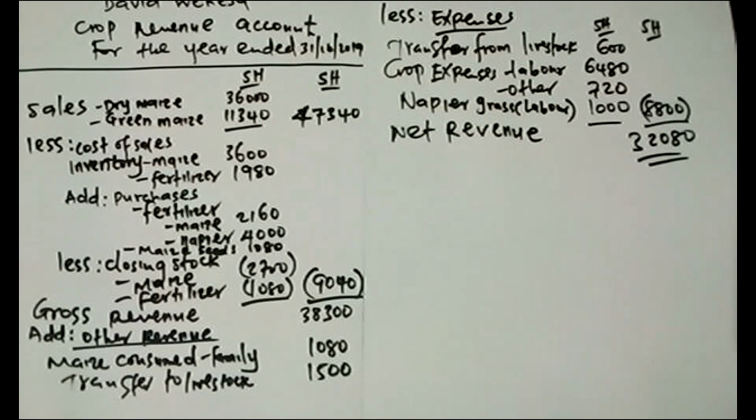Any question before I go to the livestock revenue account so that we can finish the remaining part of the livestock revenue account?